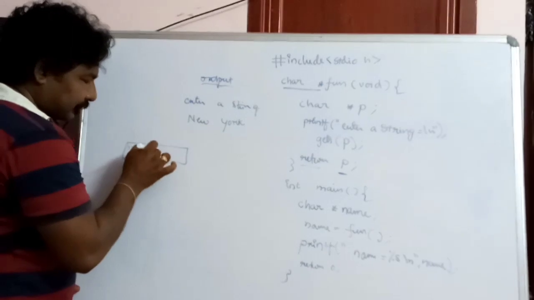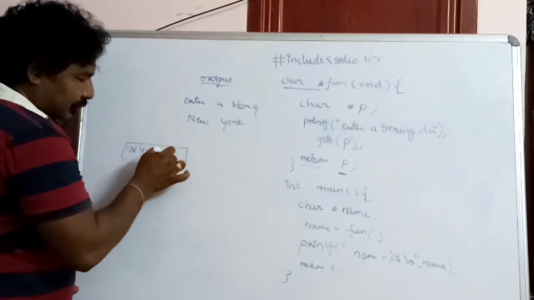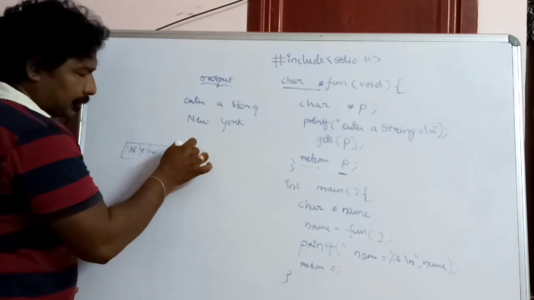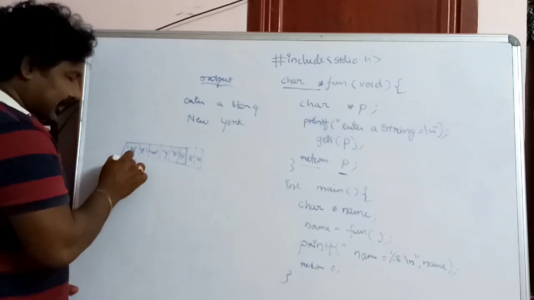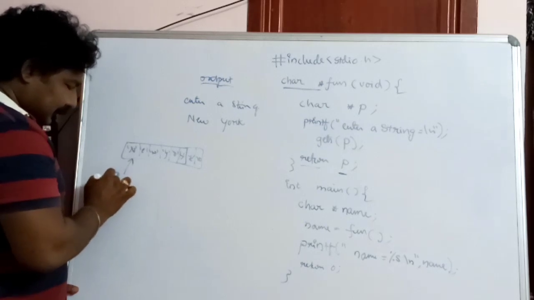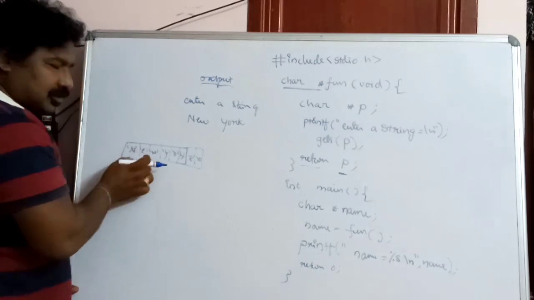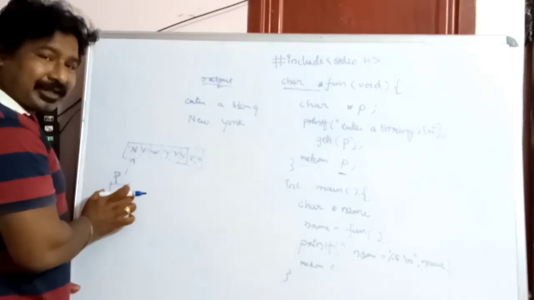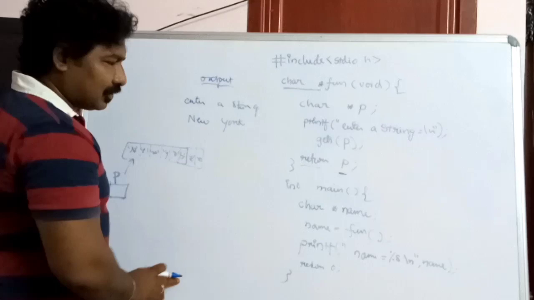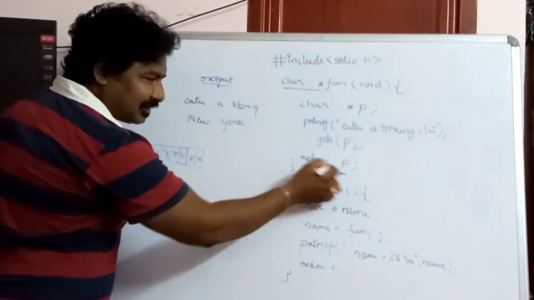So that means you are creating a string New York like this, and the first byte of your string is pointed to by the pointer p. Okay, so that is what happens when gets is executed. Okay, so what you are returning is this p.